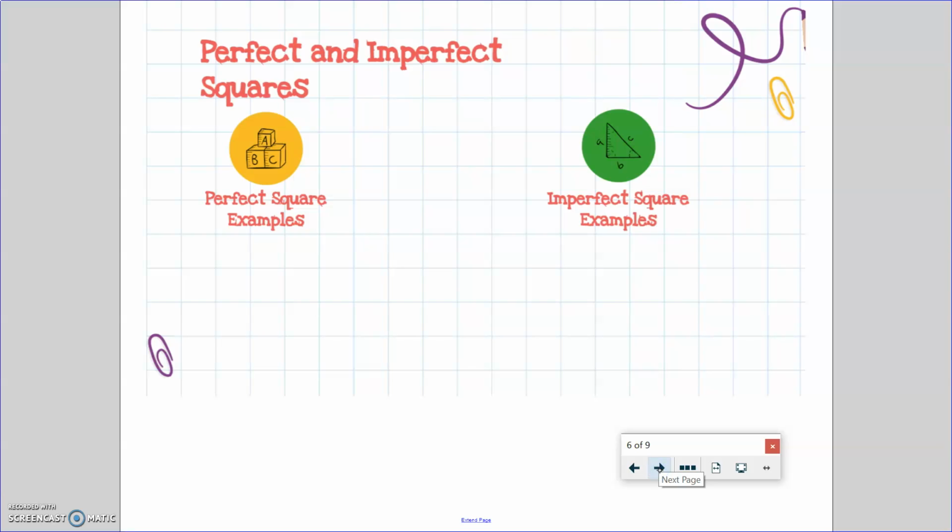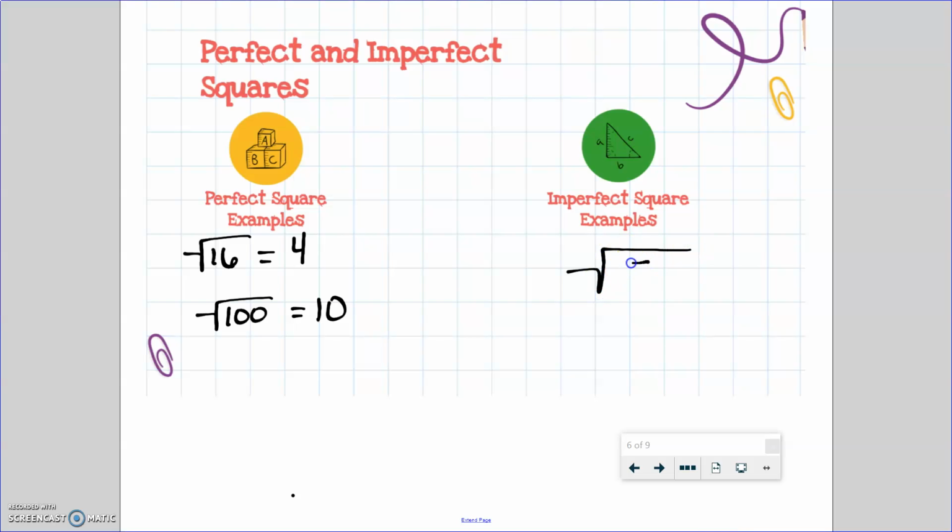So just to give another reminder, a perfect square is when you square a whole number. So when you have the square root of 16, that's a perfect square because that's 4. Or the square root of 100 is 10. That's a whole number. Now, if I were to give you the square root of 5, this is an imperfect square because there is no whole number multiplied by itself to give me 5. And I'm going to give you an example of that by putting the square root of 5 in our calculator.